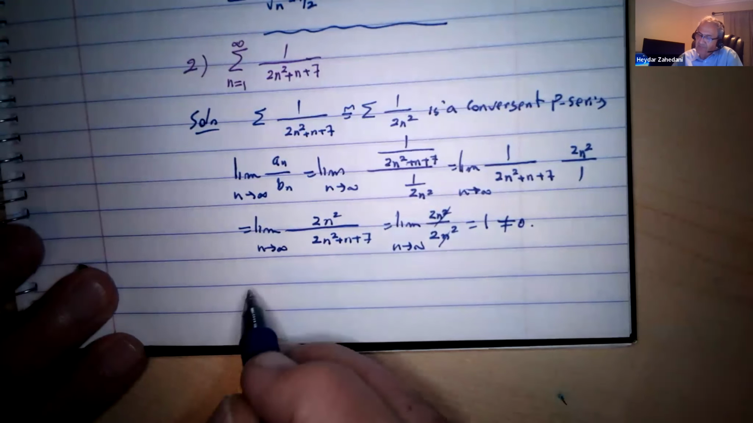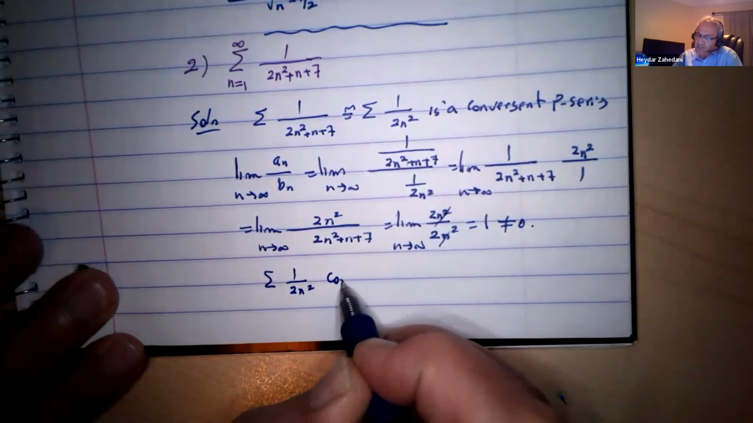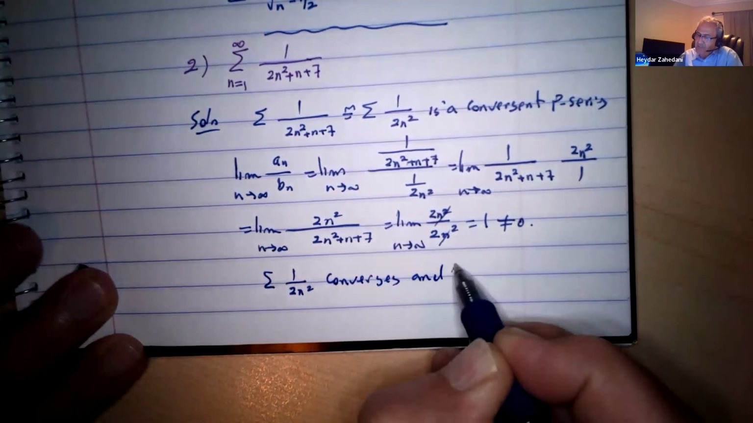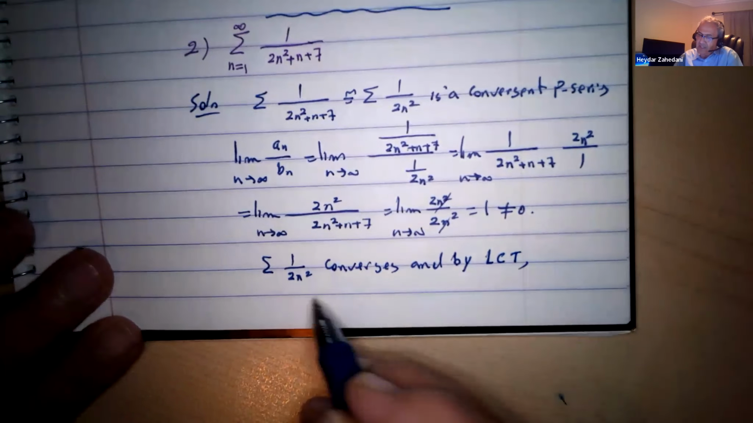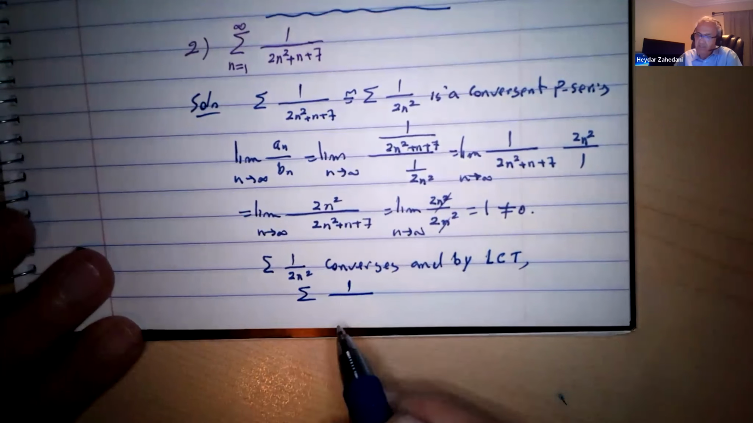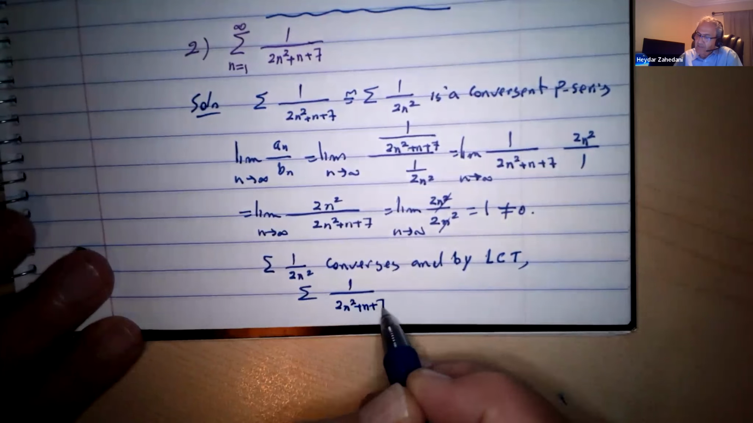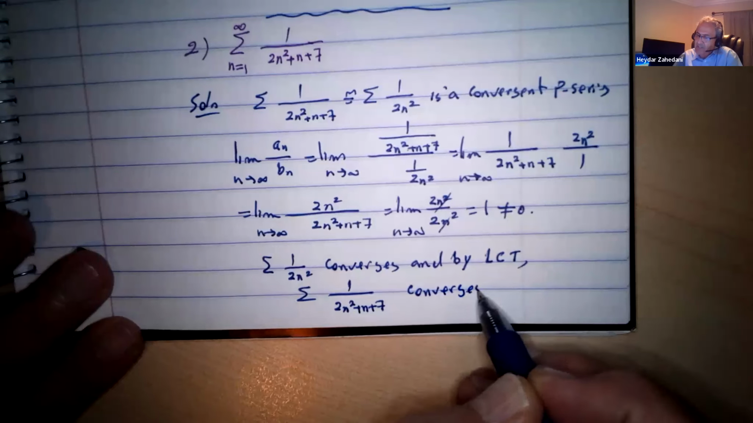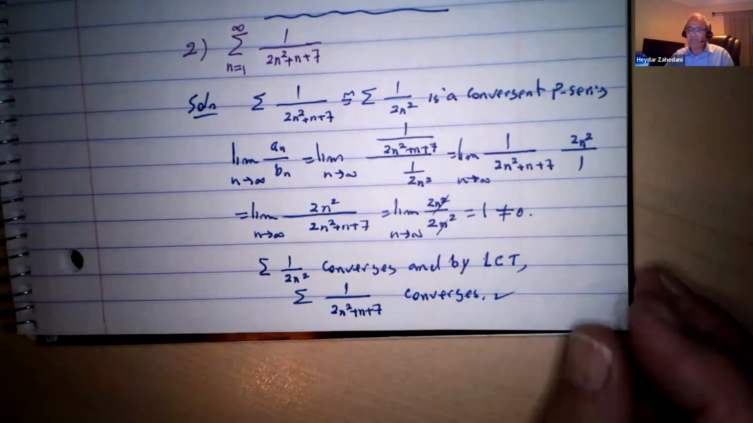Okay, very nice method. So you claim that the sigma of 1 over 2n² converges, and you have to explain it on the test by the limit comparison test: the given series and sigma of 1 over 2n² behave like each other. So this one also converges, or is convergent, and you're done. It's a very, very nice method to be able to take care of it.